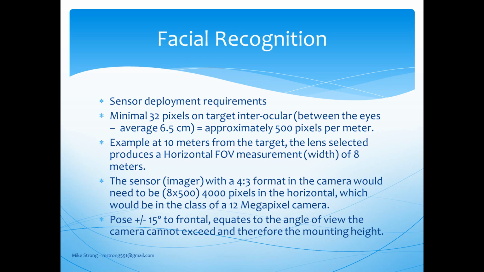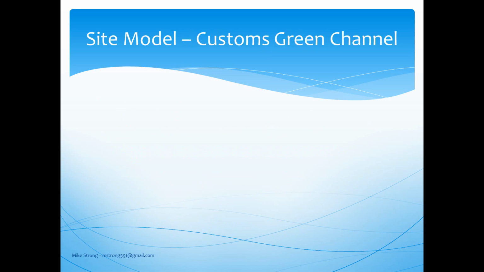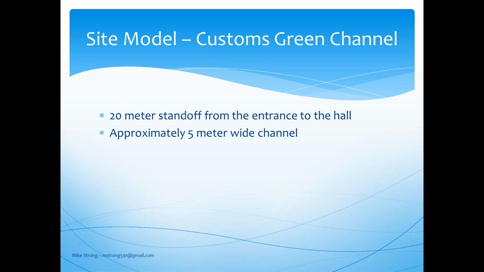Pose, which is the deviation from straight-on frontal, equates to the angle of view from where the camera is viewing the subject, and equivalently the mounting height. Therefore, the pose of the subject should not exceed plus or minus 15 degrees, or the person should not be rotated more than plus or minus 15 degrees from straight on. The site model we're going to look at, basically we decided after we looked at it, and we'll see it in a moment here, it's going to be a 20-meter standoff from the entrance of the hall, and the basic entry channel will be about 5 meters wide.